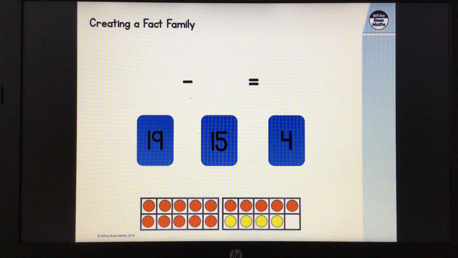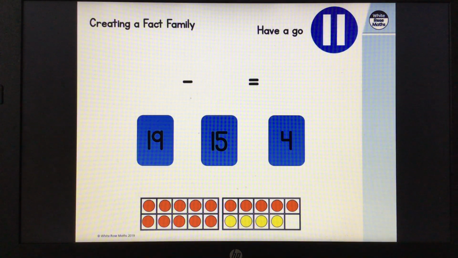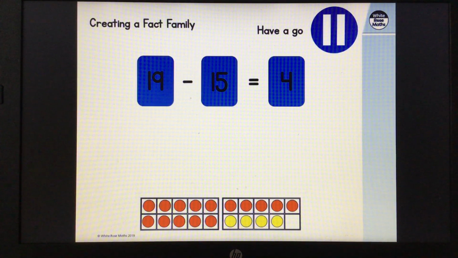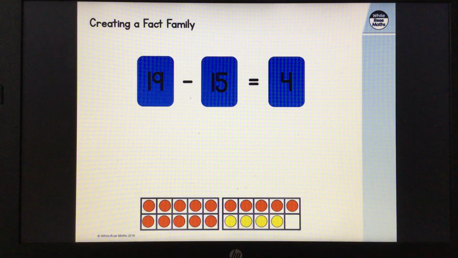Same 3 number cards, 19 the whole, 15 the red counters, and 4 the yellow counters. Can I just slide them into my number sentence? Pause the video here and have a go. Yes, that's right. You can just slide them in this time. 19 subtract 15 is equal to 4.